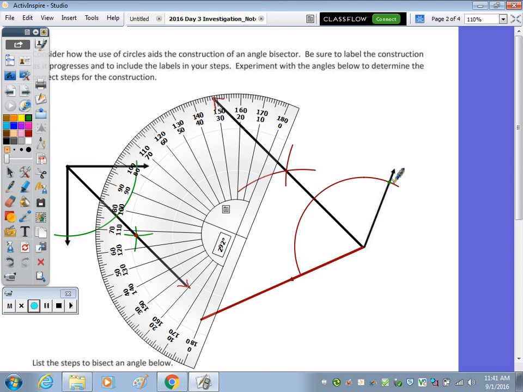So let's give this angle, move this off to the side, some vertices, and we'll use this in our steps. We'll call this A, B, C, and D. To start, I have the measure of the angle as 136 degrees. So when I bisect it, the measure of angle BAD should be equal to the measure of angle CAD, which should be 68 degrees. So let's measure those.